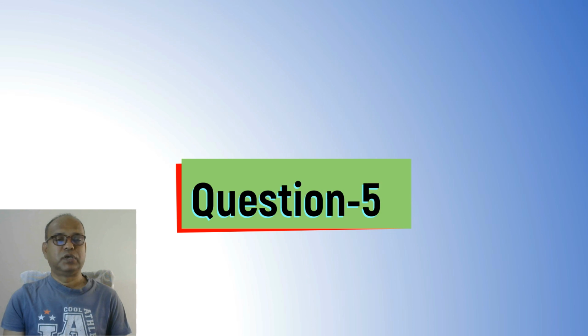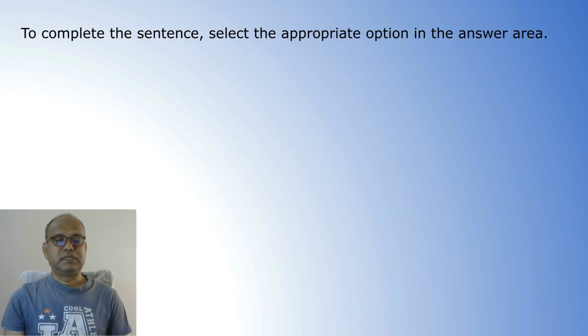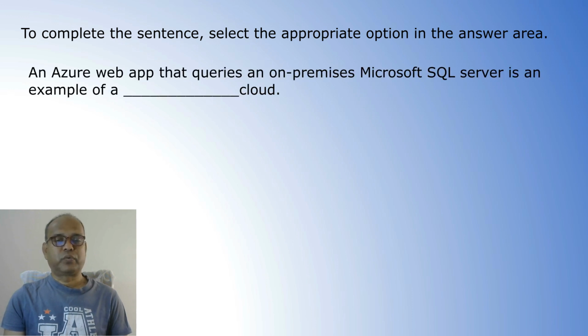Next question. Question number 54. To complete the sentence, select the appropriate option in the answer area. An Azure Web App that queries an on-premises Microsoft SQL Server is an example of a dash cloud.